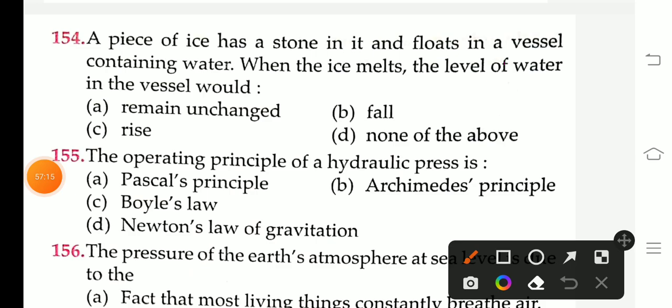A piece of ice has a stone in it and floats in a vessel containing water. When the ice melts, the level of water in the vessel would fall. The operating principle of a hydraulic press is Pascal's principle.